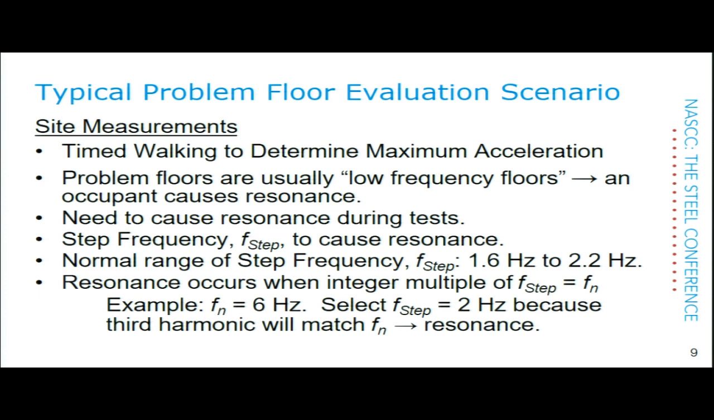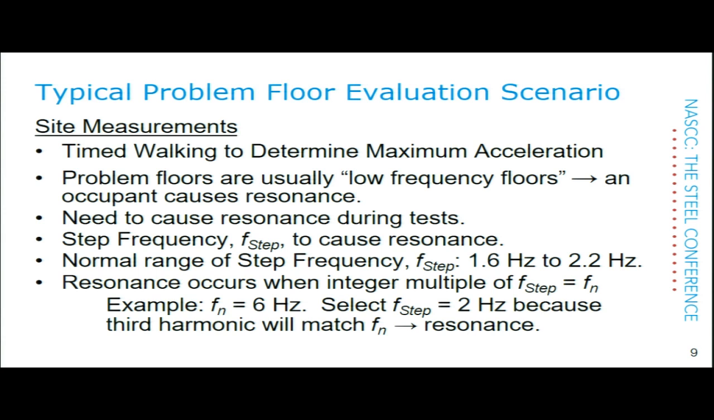Problem floors are usually what we call low frequency floors, meaning that the natural frequency is below about 9 hertz, and therefore the occupant can cause resonance. I don't know how many times I've walked into a building with a lively or problem floor, and within 10 minutes somebody will tell me that either Sally, who may weigh 120 pounds, causes the problem, or Joe, who may weigh 250 pounds, causes the problem. It's not necessarily associated with weight, it's their natural gait. And if their natural gait, walking through the office area, matches a subharmonic of the natural frequency, you're going to get the maximum response, and that's the one everybody is feeling or complaining about. Happens every time. So we need to cause resonance during the test.